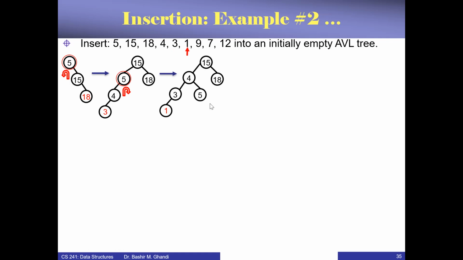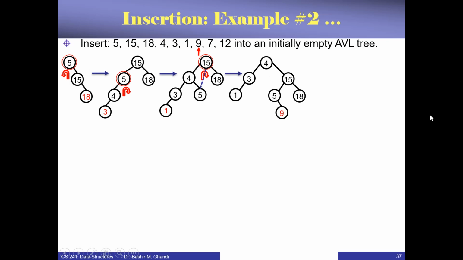Insert 1, 1 will go all the way to the left, creating a problem with not 3, not 4, but 15. So 15 is the problem. What type of problem? It is left-left. Okay, so what is the solution? Single right rotation on 15 itself. And how to do that is 4 will now be our root, 15 will be its right. So what happened to its current right? The current right becomes the left of 15. So this is what you have.